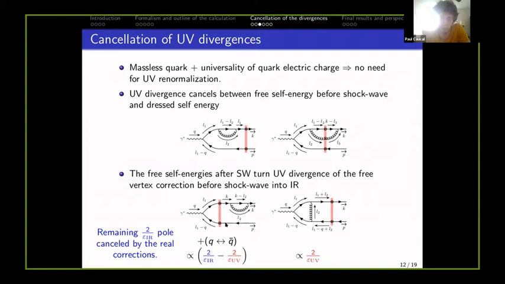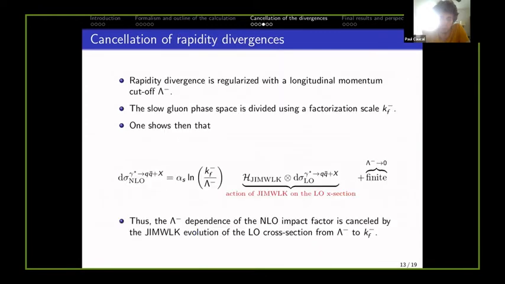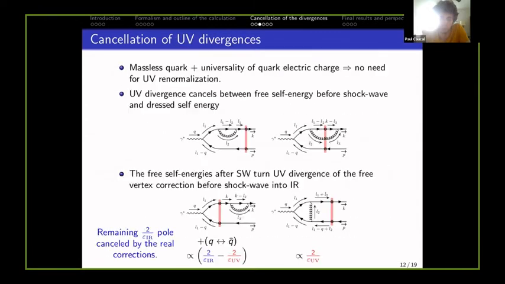But what occurs, in fact, is the cancellation of this UV pole by this UV pole, and what remains is only one infrared pole. And this remaining infrared pole will be cancelled by the real corrections, and I will return to this subject later on. Okay, so now we still have a pole, but there is no more UV pole. So that's an important point.